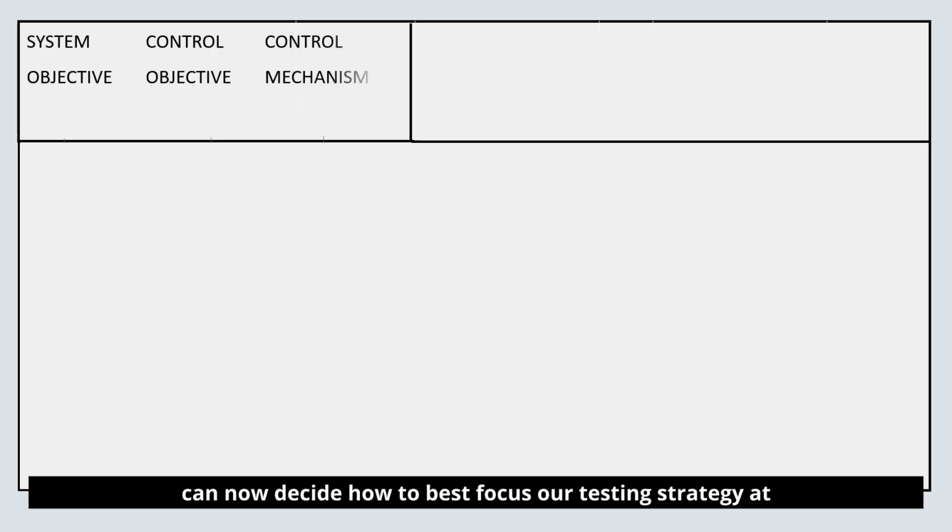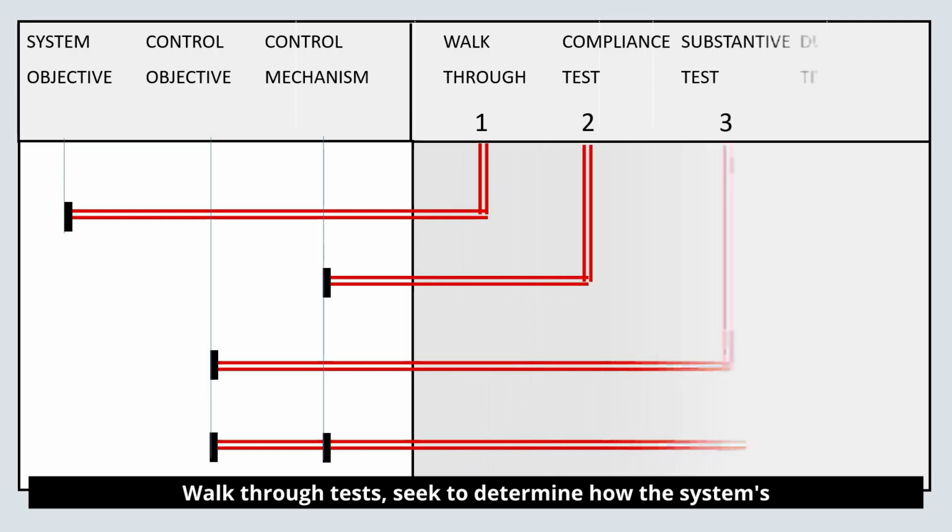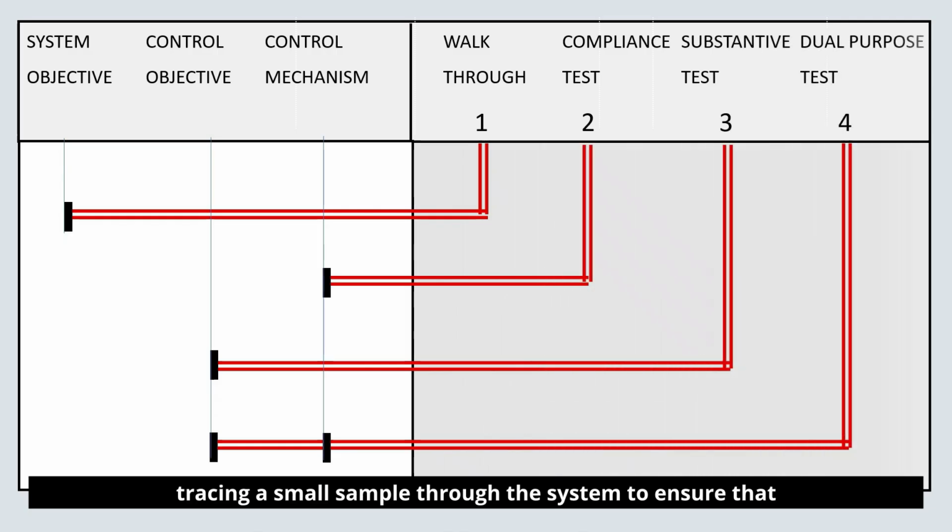We can now decide how to best focus our testing strategy at the different types of tests. Walkthrough tests seek to determine how the system's objectives are achieved by tracing a small sample through the system to ensure that the auditor understands it. Compliance tests seek to determine whether control mechanisms are being properly applied and adhered to. Substantive tests seek to determine whether control objectives are being achieved. Weak controls make this less likely, while dual-purpose tests check for both compliance as well as error, abuse or inefficiency as a practical way of gathering evidence.